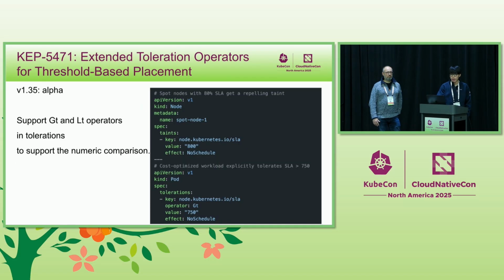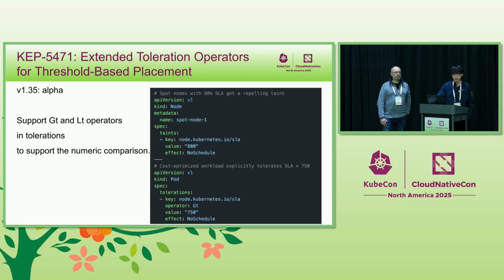And the last enhancement is extended toleration operators for threshold-based placement. This is a new feature introduced as alpha in this release. It basically supports new operators in tolerations to support numeric comparison. It's very easy to understand by the example here.